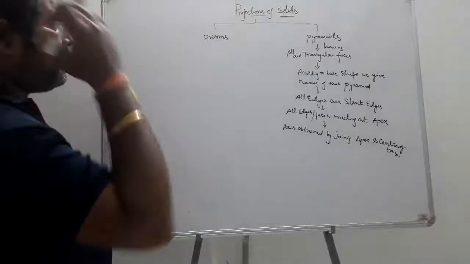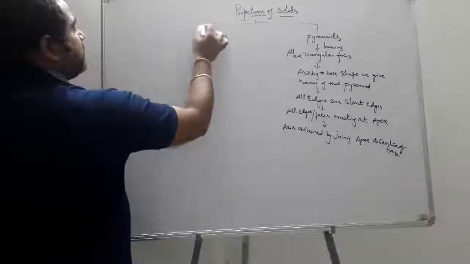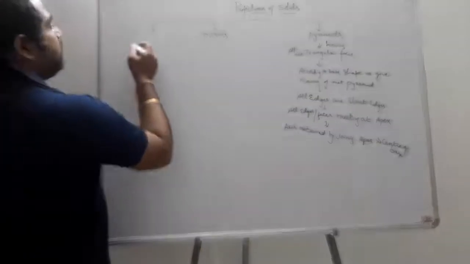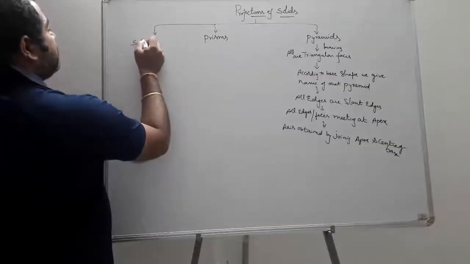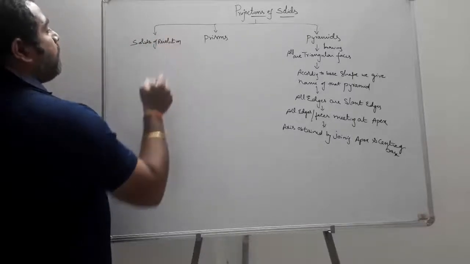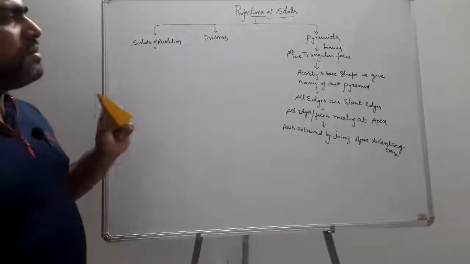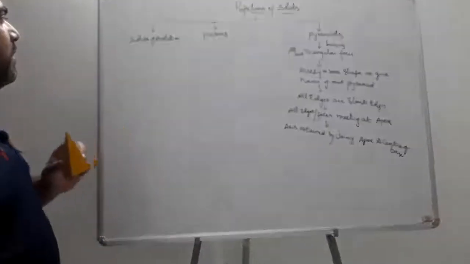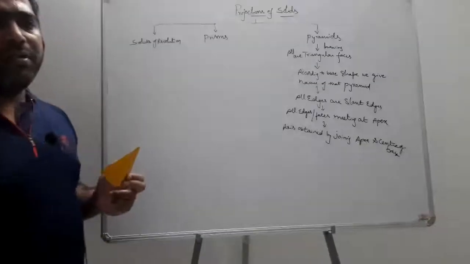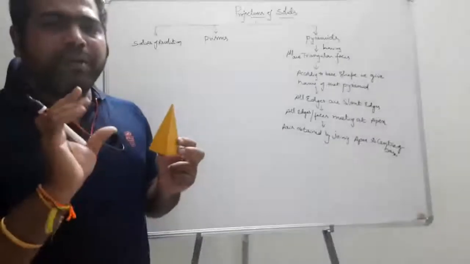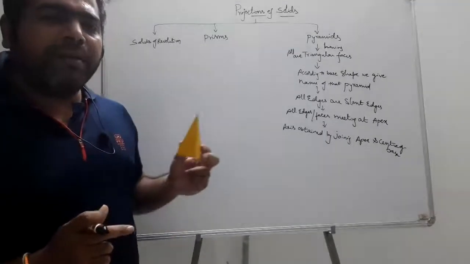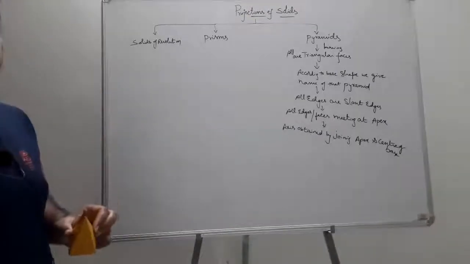So generally we are going to discuss these three categories: prisms, pyramids, and solids of revolution. So what are these solids of revolution? That means the solid which is obtained by revolving a surface for 360 degrees is nothing but the solid of revolution.